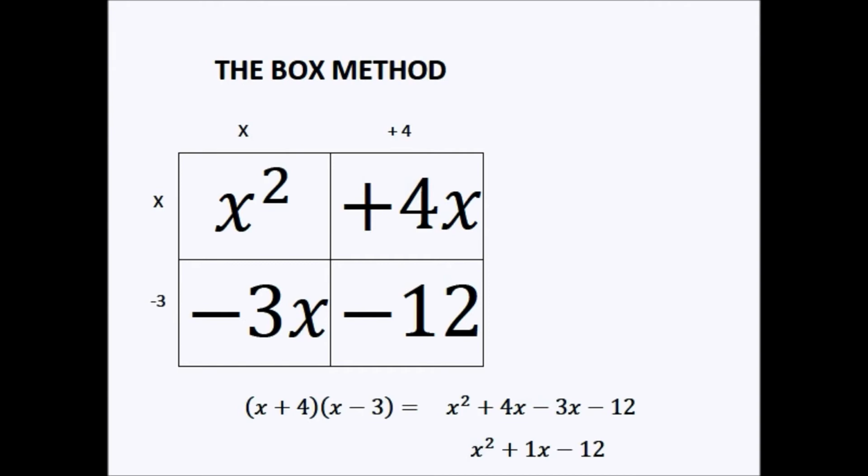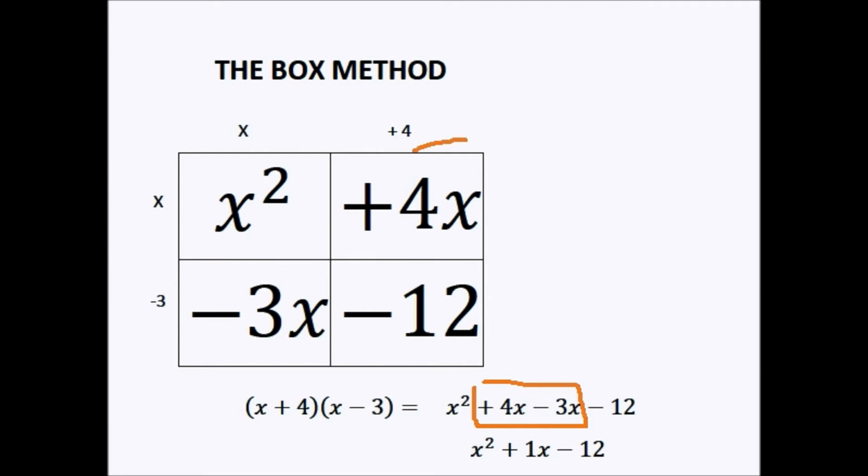And so you write the binomials here, binomial because it is 2 terms. This is also a binomial. X plus 4, x minus 3 gives us x squared, which came from this box, plus 4x, minus 3x, minus 12, which gives us, after you combine these two terms, x squared plus x minus 12.